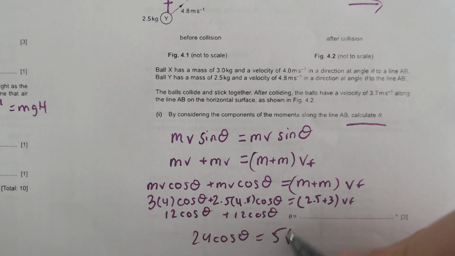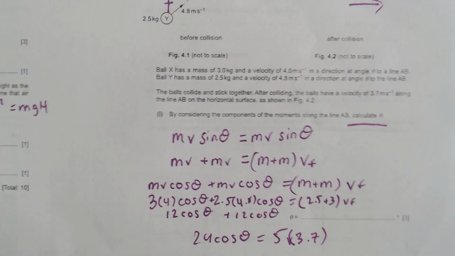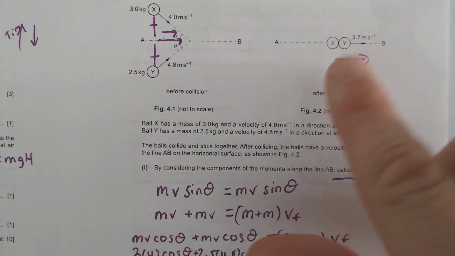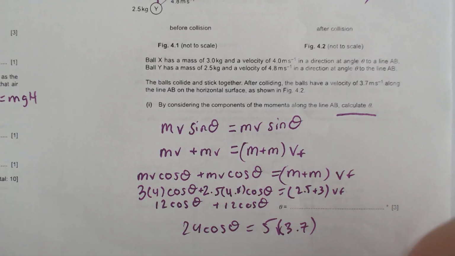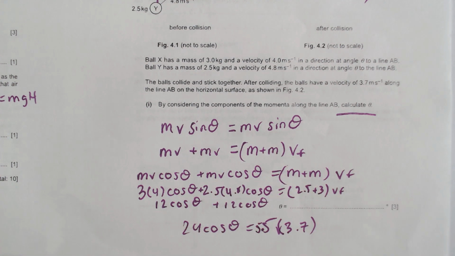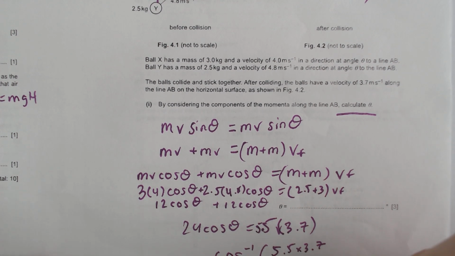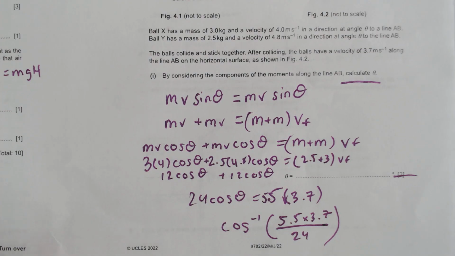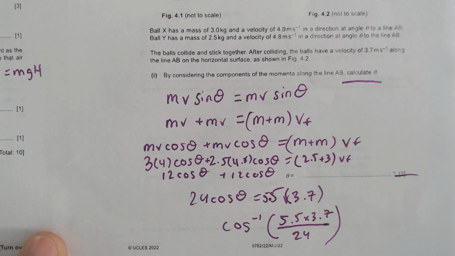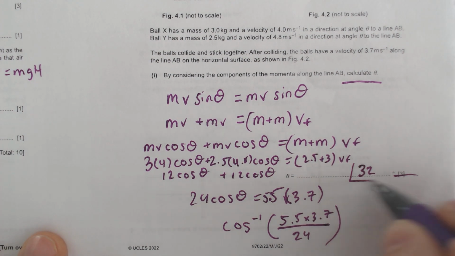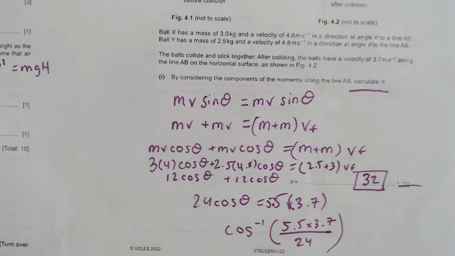But the v final was 3.7. I don't know why I didn't fill 3.7 in the first time. 5.5, good call. Easy fix. Divide by 24, and then cos negative 1. So cos negative 1 of 5.5 times 3.7 divided by 24. If I had to guess, this is a 3-point question, and it is. You could get partial credit along the way by just filling in appropriate formulas. If you do that, you end up with 32 degrees. Make sure you're in degree mode.